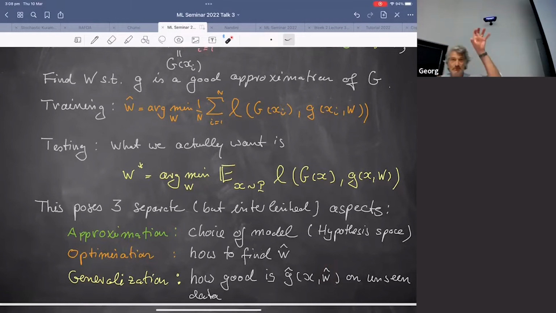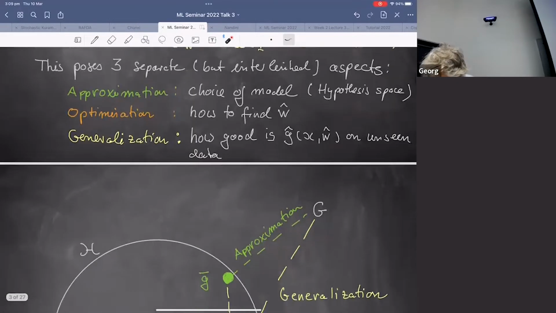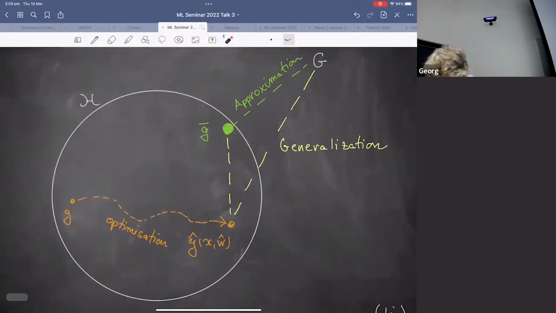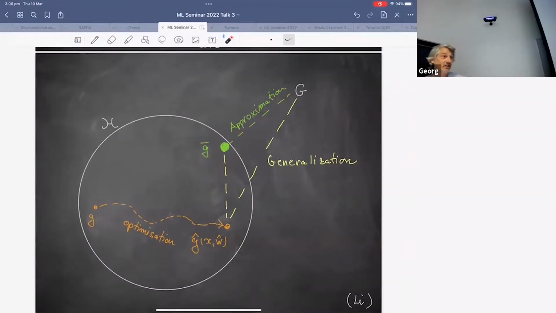Okay, so I want to separate those three issues, and that's nicely done in a cartoon. I took this from Xiangqiao Li. H is the hypothesis space, so that's where our functions live that we model. That means the truth lives somewhere outside here.